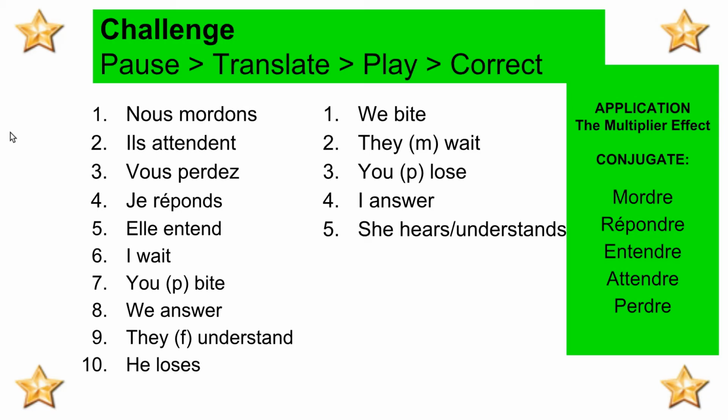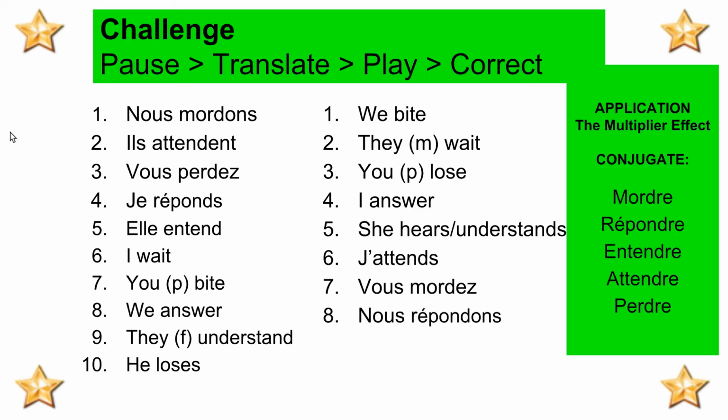Numéro 6. I wait, j'attends. Numéro 7. You bite, vous mordez. Numéro 8. We answer, nous répondons. You could have had on répond here as well. Numéro 9. They understand, elles entendent. Numéro 10. He loses, il perd.